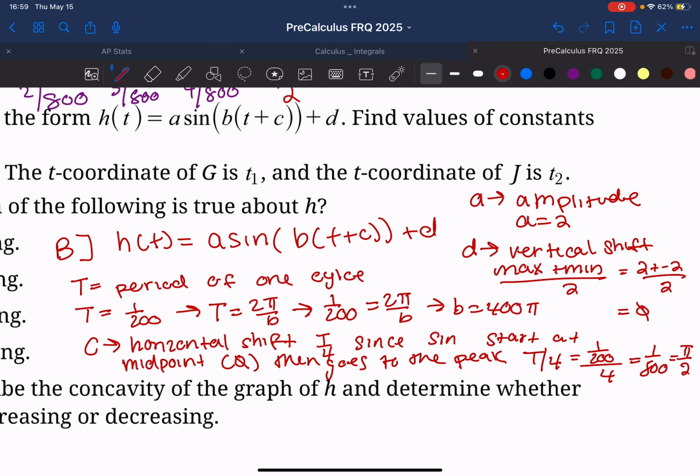So we would have to shift this pi halves, which means we would have the equation h of t is equal to 2 sine of 400 pi t plus pi over 2, and then plus 0, but we don't have to write that. So this would be our A, B, C, and D values.